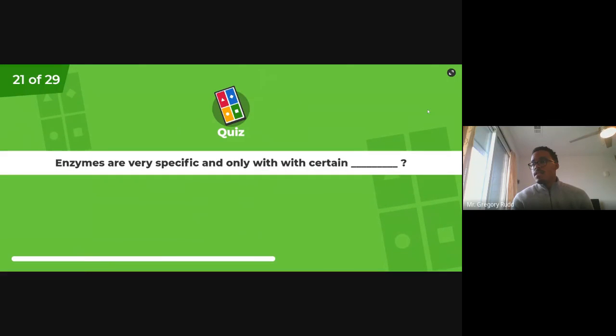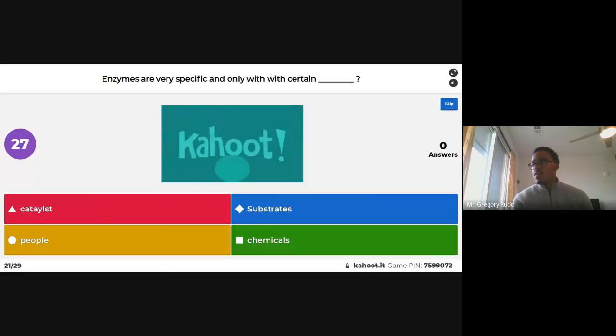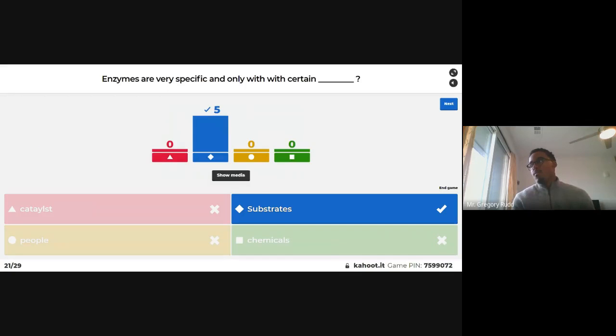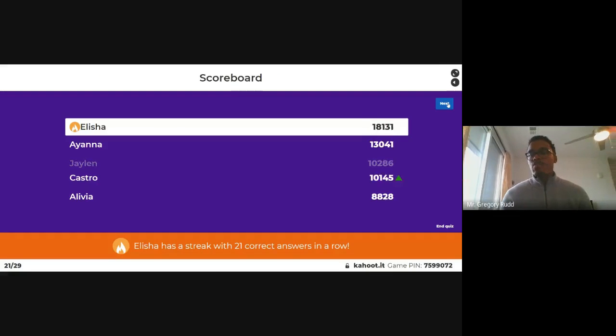Okay, 9 questions left. Enzymes are very specific and only work with certain blank. I believe that first "with" should be "work" or "fit." Enzymes are very specific and only fit with certain blank. They only fit with certain substrates. Structure determines function. Their shapes have to match.